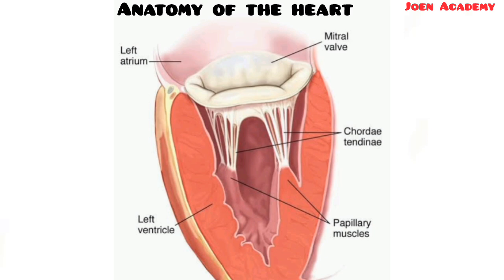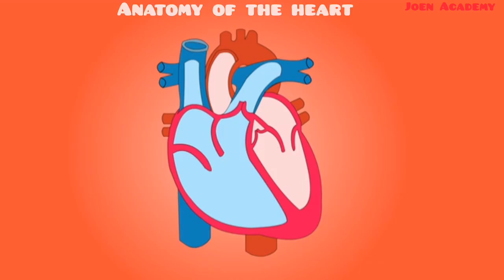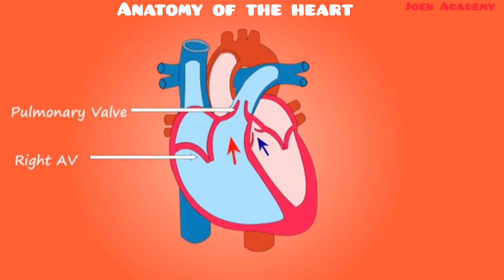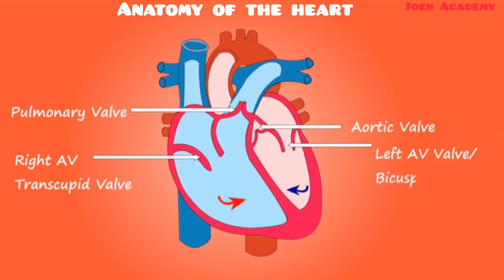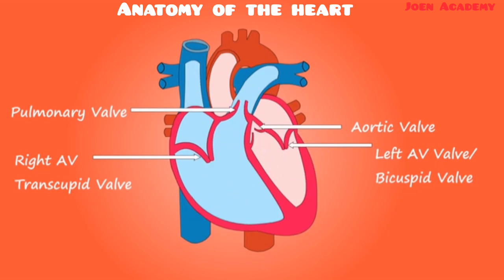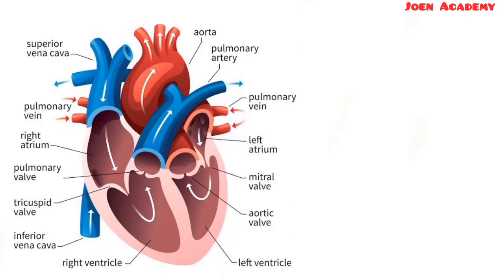This muscle stops the valve cups from being forced back into the atria. There are other valves situated between the right ventricle and pulmonary artery, and another one situated between the left ventricle and the aorta. The former is called the pulmonary valve, while the latter is known as the aortic valve. These valves are attached to the fibrous rings at the origins of these arteries.